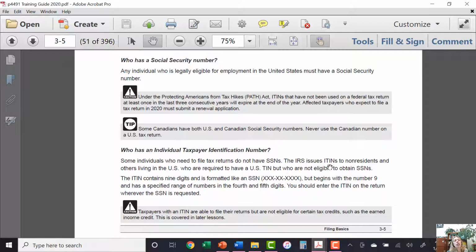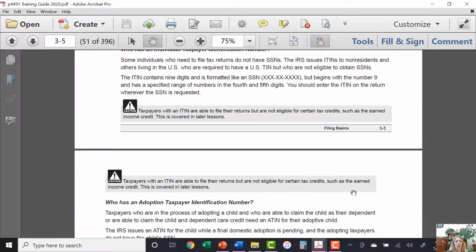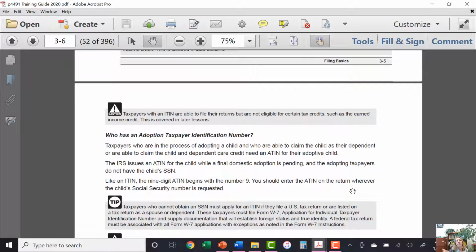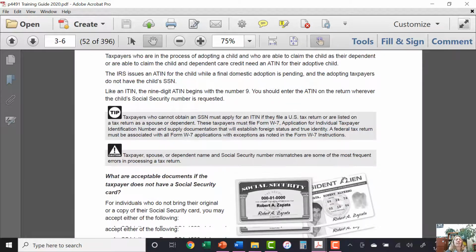Okay. ITINs are issued to people who are non-residents, okay, and other people living in the U.S. who are required to have it, but who don't get a social security number yet. Okay, they're unique because they start with 9s. That's how we know. And we do get a couple of individuals who come in who are using ITINs. Okay, why does it matter? Because depending on whether you have an ITIN or a social security number, it could affect some credits and deductions that you're allowed to take. Okay, and we'll see that when we get to the basic exam.